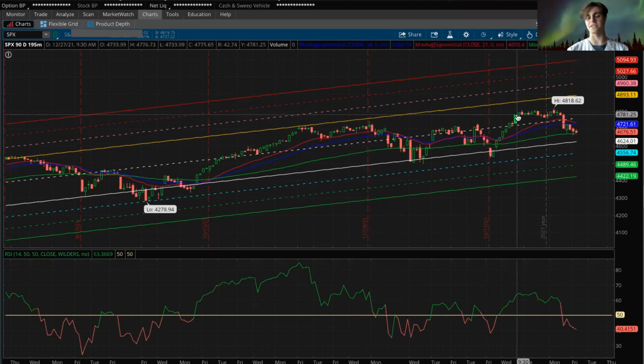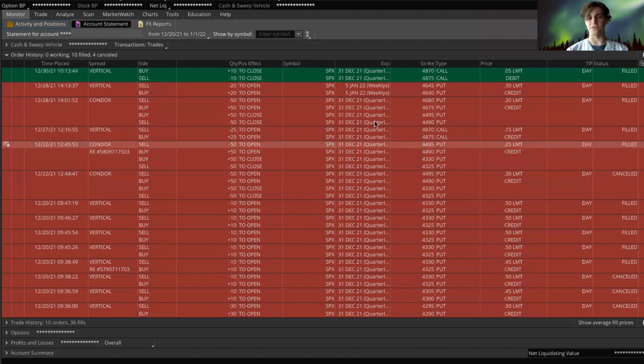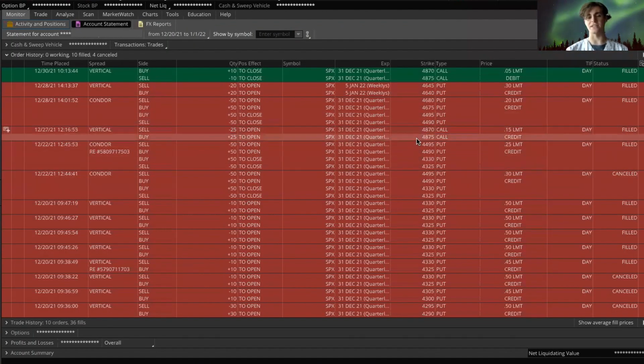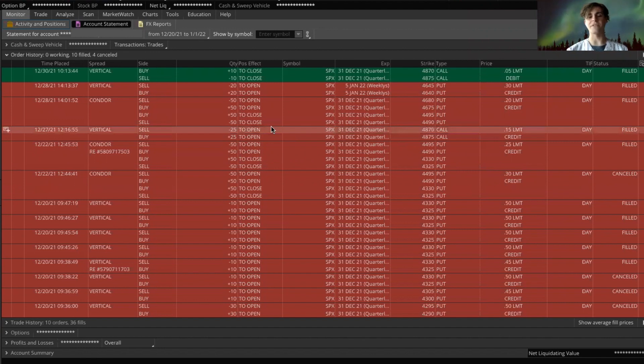We threw call credits 100 points when the expected move for the week at that point was about 50 points, because the VIX was so low. I think the VIX was down to like 17, maybe 16 and a half at this point. And we threw call credits on saying that it wouldn't go above, if you zoom out here, 48.70, 48.75. We only placed half of them.